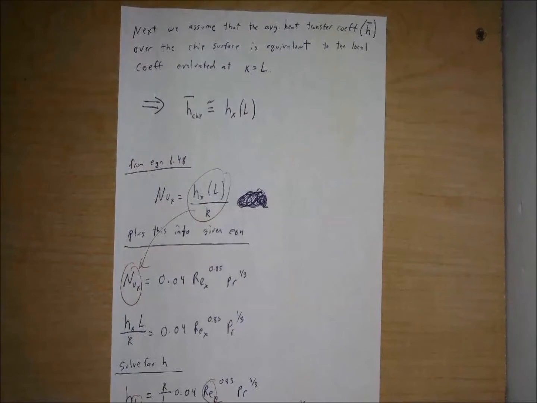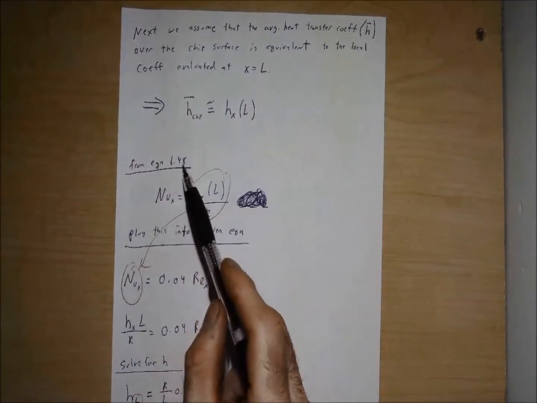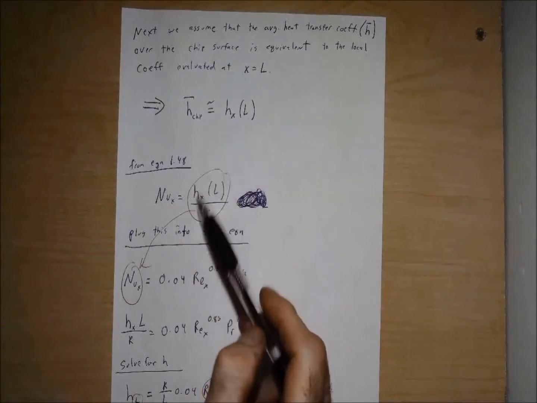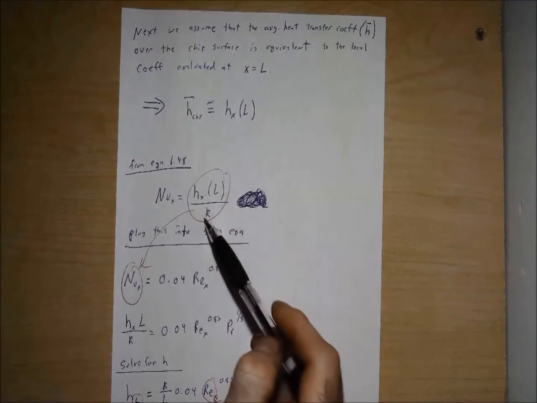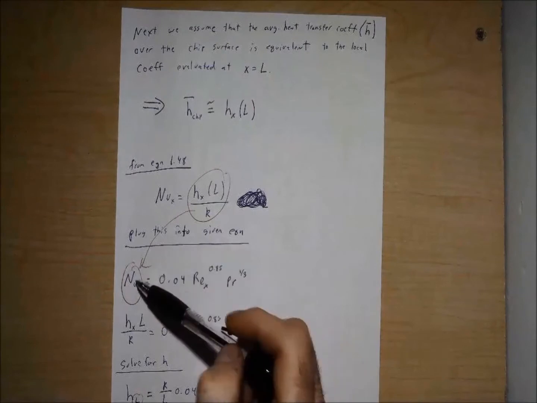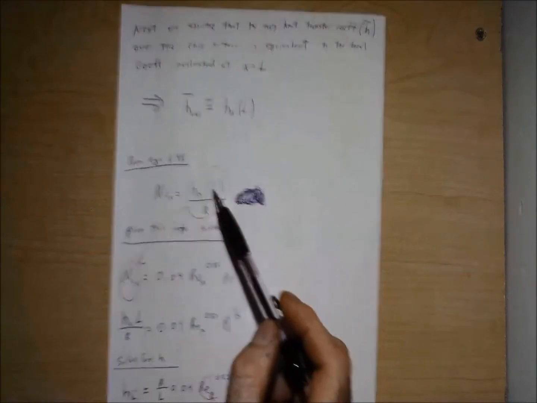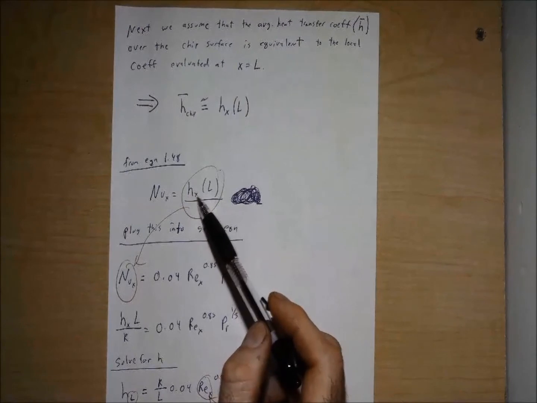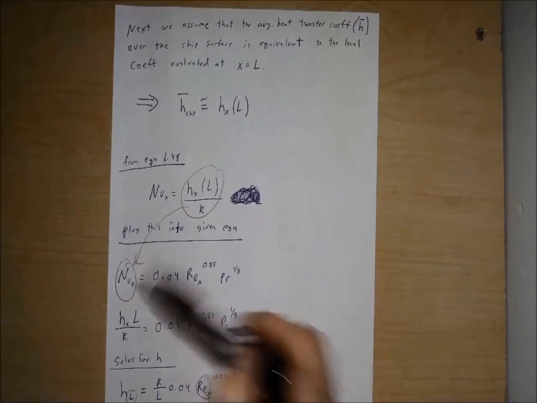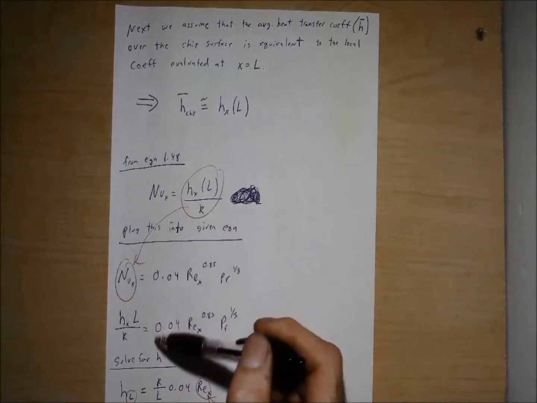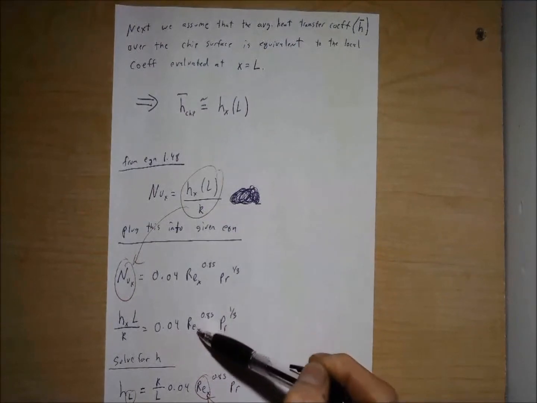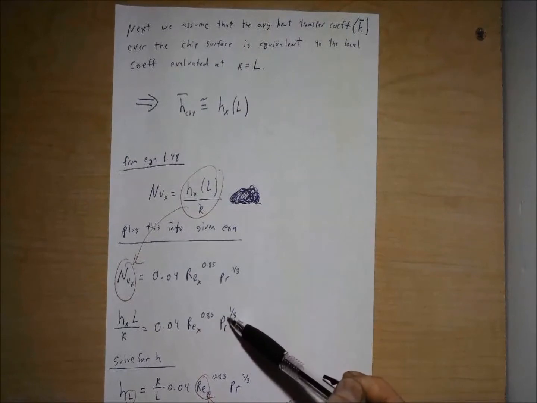So now we can reference back to equation 6.48 in our textbook, where we have our Nu sub x equal to h sub x L divided by our k value. Now we can plug this into our given equation from the problem statement. We take this h sub x of L divided by k and plug that in for Nu sub x back in the given equation, which then equals 0.04 times our Reynolds number sub x to the 0.85 times Pr to the 1/3.